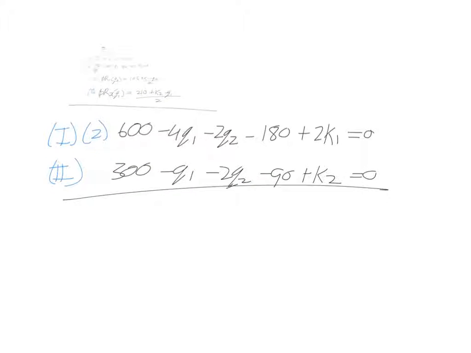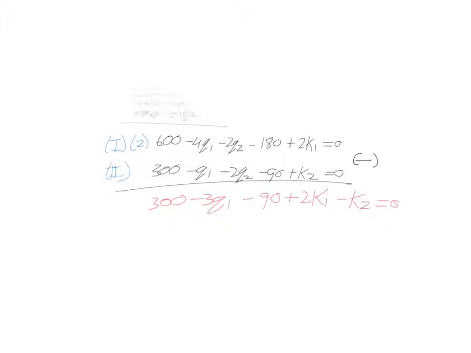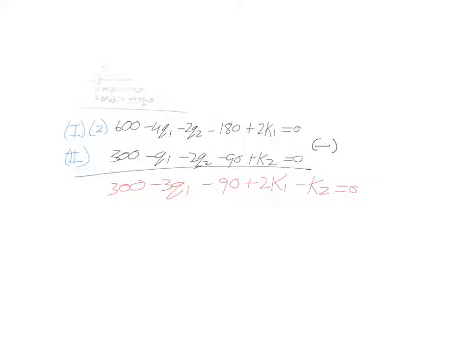And we're going to take the difference, because we're eliminating Q2. And that comes out as 300 minus 3Q1 minus 90 plus 2K1 minus K2 equal to 0. Good, so now we've got Q1. And all we have to do is solve for Q1.